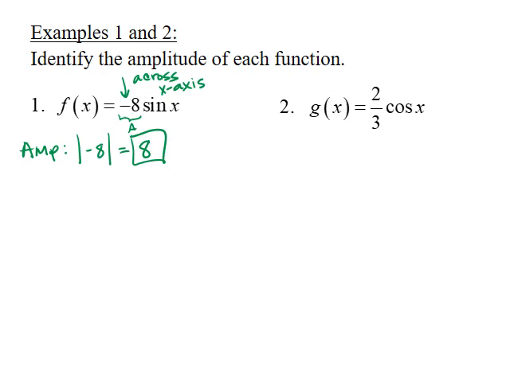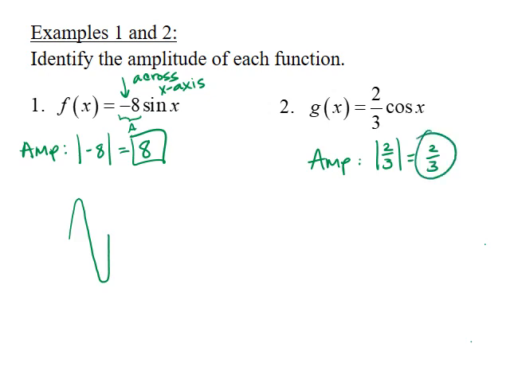So that means when I graph this, the distance from the baseline to the maximum is 8 units, and the distance from the baseline to the minimum is 8 units. So this is going to be a vertical stretch because the graph is going to be getting skinnier. But this doesn't account for the reflection. Okay, here in number 2, the amplitude is the absolute value of 2/3, which is 2/3 in this case. Not so bad. So in this case, our graph is going to be flatter.